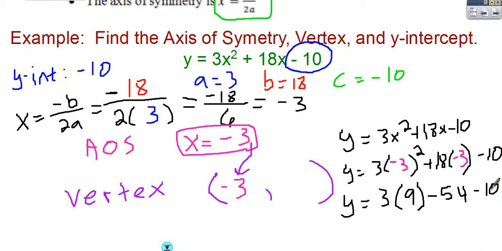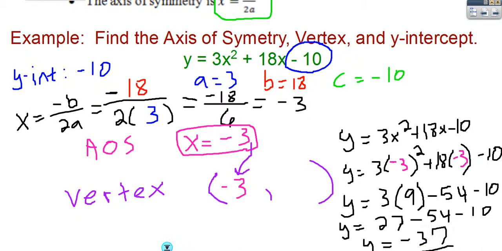And now we have y equals 3 times 9 is 27, and we have a minus 54 and a minus 10. So y equals, when you plug that into your calculator, you should get negative 37. So our y value of our vertex is negative 37. So our vertex is negative 3, negative 37. And that's the three parts that I asked you to find.